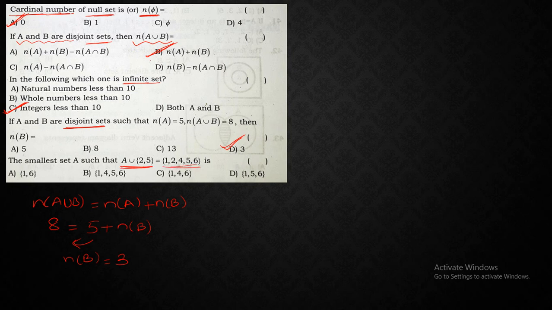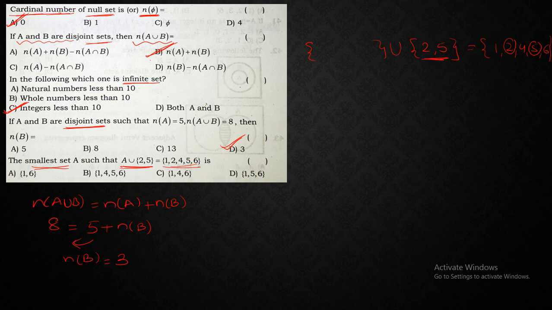The smallest set A such that A union {2, 5} is equal to {1, 2, 4, 5, 6}. So what he has given is the set A union the set {2, 5} is equal to the set {1, 2, 4, 5, 6}. What is he saying? You need to consider the smallest set A. Already 2 and 5 are there, no? So instead of 2 and 5, what are the things that I need here?